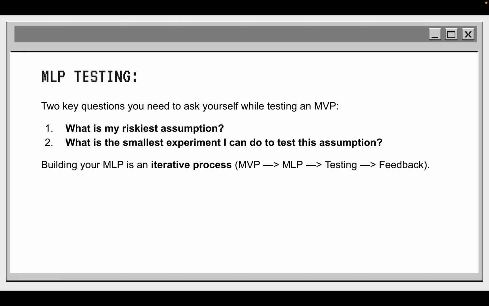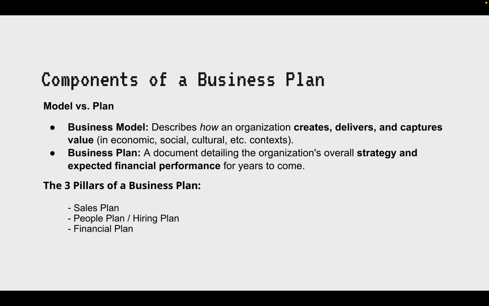In order to test our MVP and MLP, we need to ask two questions. What is my riskiest assumption? What is the smallest experiment I can do to test this assumption? This building of MLP is an iterative process because we first need to build an MVP, then go to MLP, then we need to test it, and then we finally need to collect feedback. We do this again and again in order to improve the quality of our product and go towards the prototype and product portion.